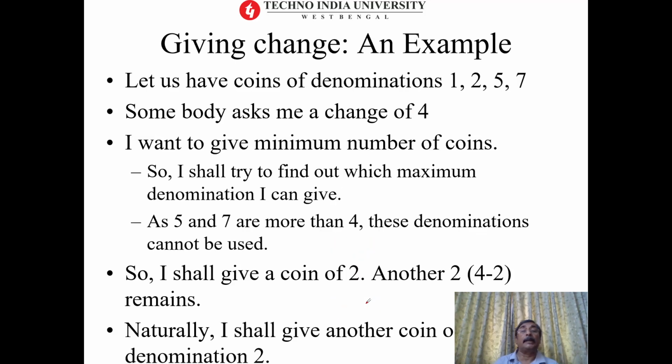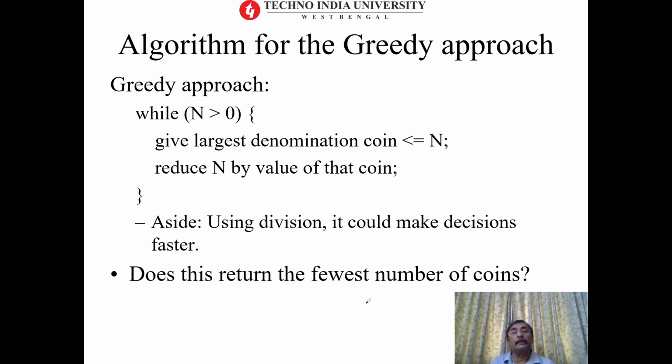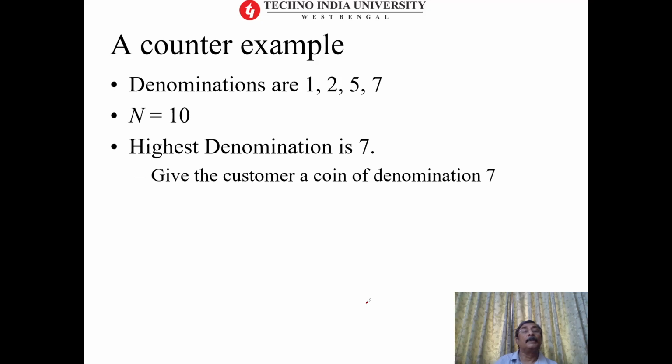Now, this slide I have already talked about. We said that this is a very nice idea, and maybe this gives me the fewest number of coins, the optimal number of coins. But the question remains, is it really optimal? Does this approach always give me the fewest number of coins? Does this return the fewest number of coins? The answer to that question is no.